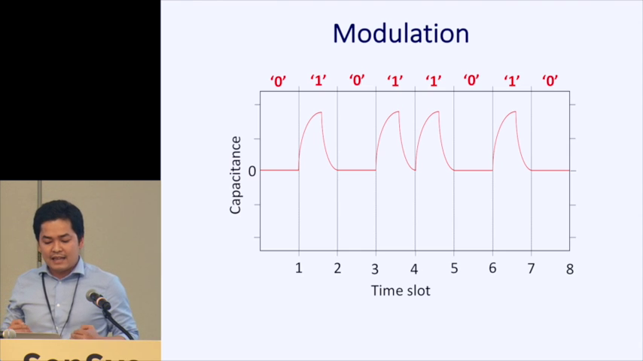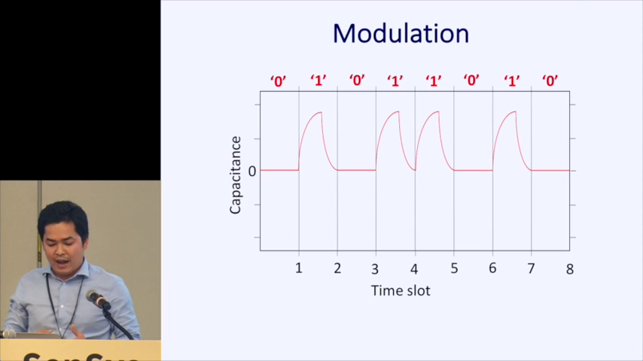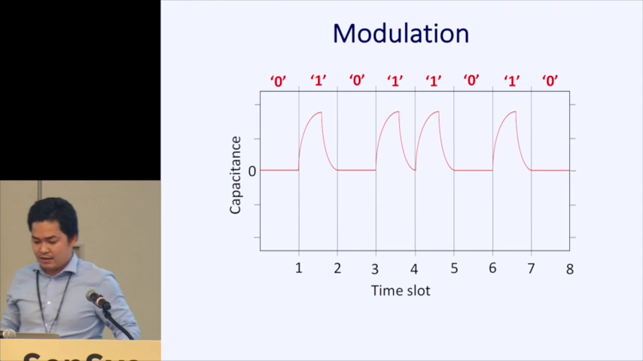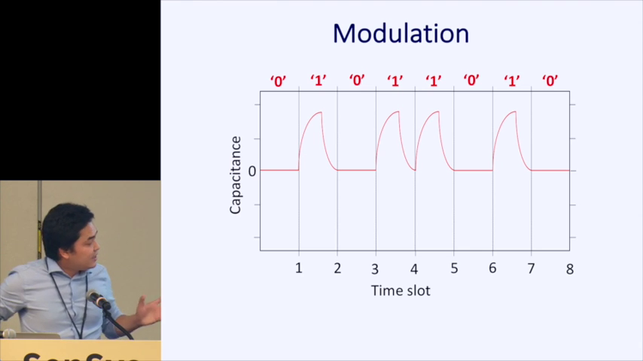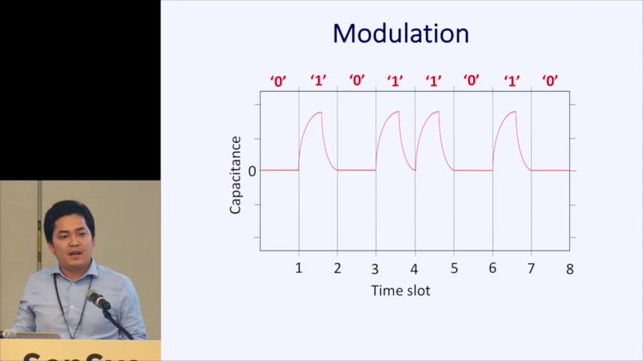For example, in order to send this bit sequence, we only need to vary the capacitance in this pattern. When we keep it silent, we keep the capacitance at the normal level. When we want to transmit bit 0 or bit 1, we vary the capacitance on top of the touch surface, which the touch screen can recognize. Understanding this model, we know that the efficiency of data communication depends on the efficiency of varying the capacitance on top of the touch surface.